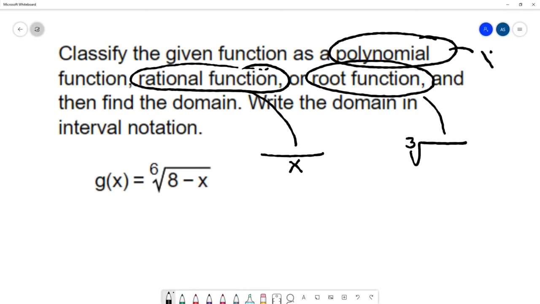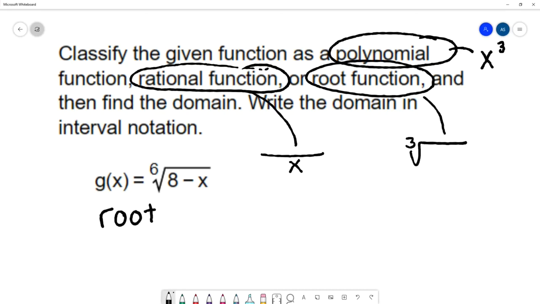Polynomials will have your variable raised to a nice power. The power would need to be a whole number. Whole numbers are numbers like 0, 1, 2, 3, and so on. So this one, you can see, because we have the sixth root, we have that radical symbol, we know that this is a root function.